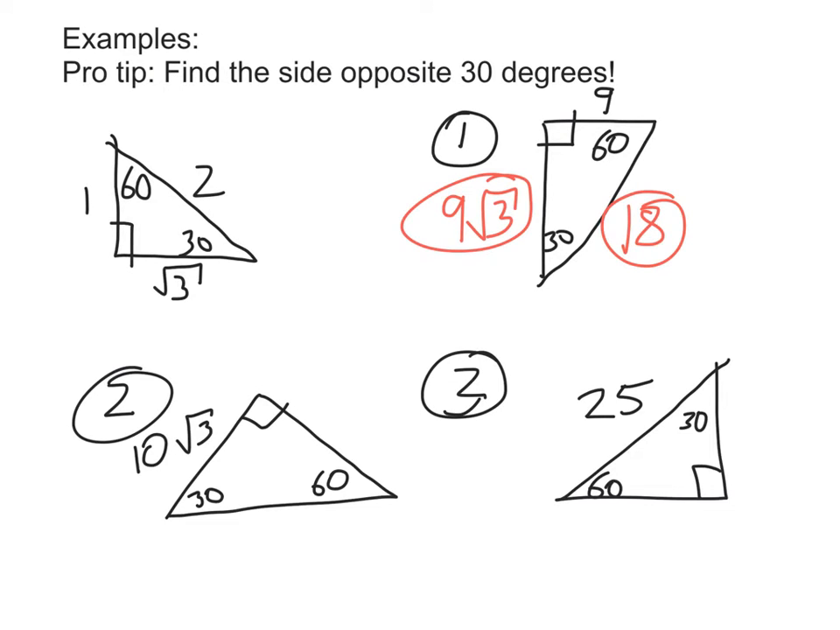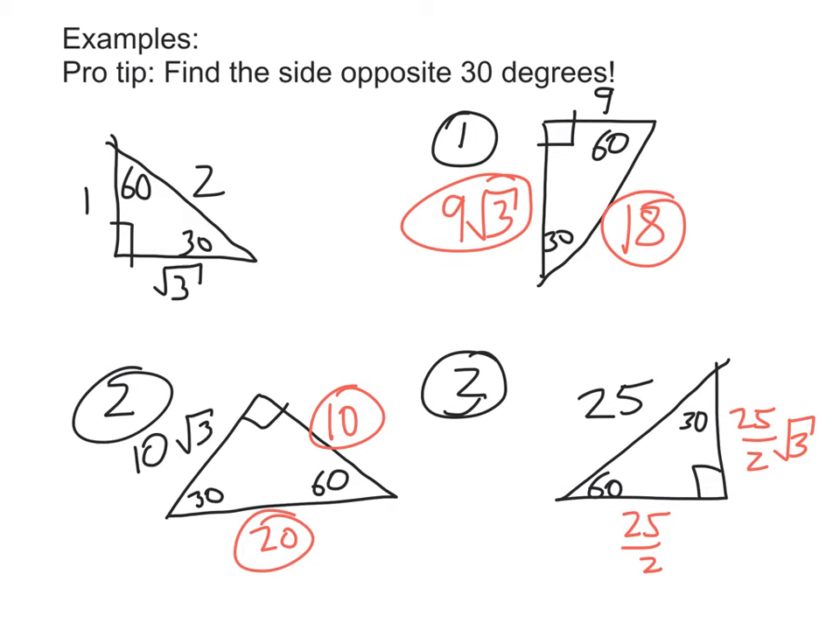Two other pretty nice ones. Notice number 2, I already have the square root of 3 opposite the 60. So just divide by the square root of 3 to get the leg opposite the 30. That's just 10. And then the hypotenuse is just double that, which is going to be 20. Same with 3. I'm given the hypotenuse. I just have to cut the hypotenuse in half to get the side opposite the 30-degree angle. So that's 25 halves. And then opposite the 60-degree angle is just 25 halves square root of 3.